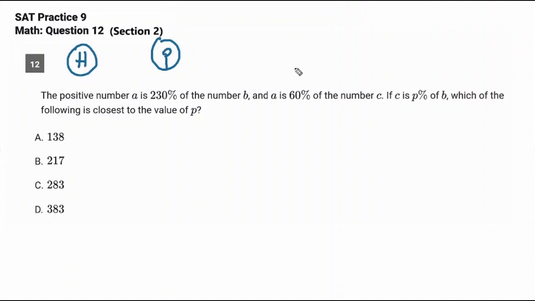This problem is based on percents. What are percents based on? Percents are based on 100. So you need one of these numbers to be 100. That's going to be the easiest thing. Which one? The easiest one is to make b 100.